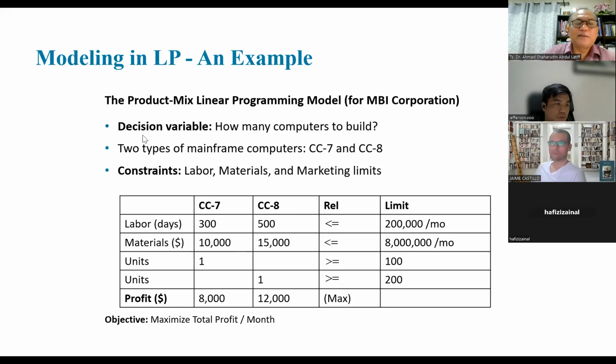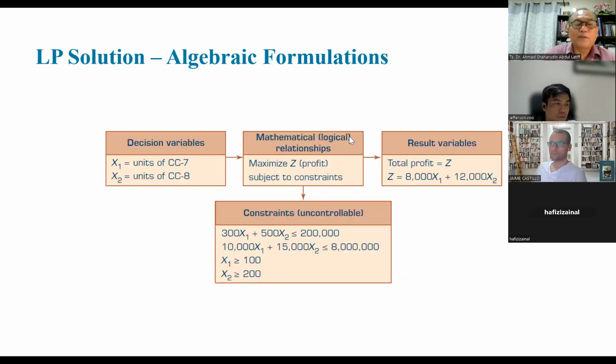Okay, this is an example given here. A company has two types of mainframe computers, CC7 and CC8. The number of labor days for CC7 is 300 days to produce, labor in terms of days. CC8 is 500 labor days, and there is a limit of 200,000. Then materials, how much it produces, what the profit will be, and so on. So how many computers to build? So you have a formula.